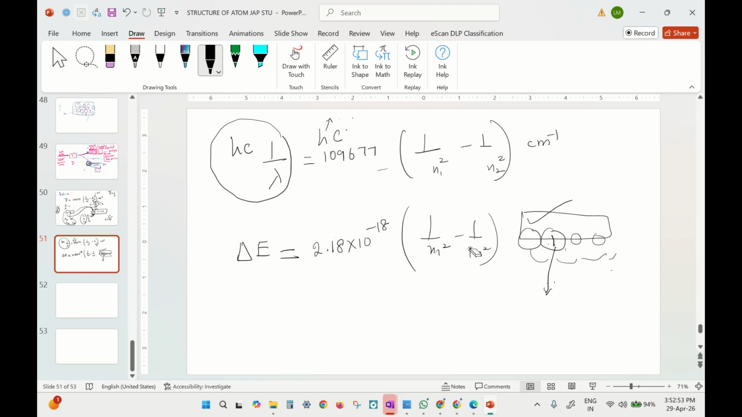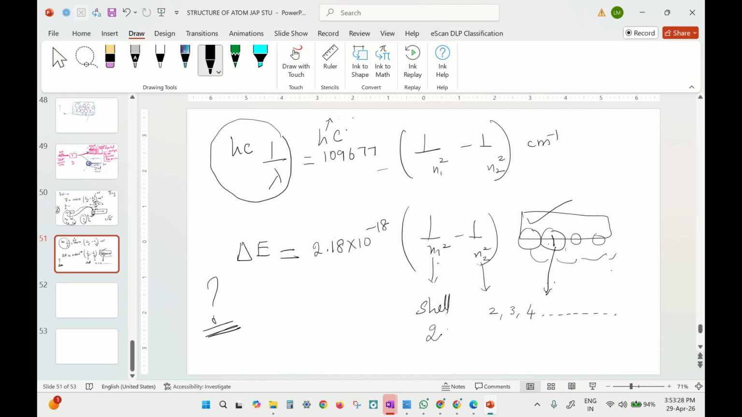The discussion is that n1 is the shell number of the lower shell, and n2 is any higher shell. It can be 2, it can be 3. n1 is any lower shell, not just one, any lower shell. Okay, so suppose I take the second shell.